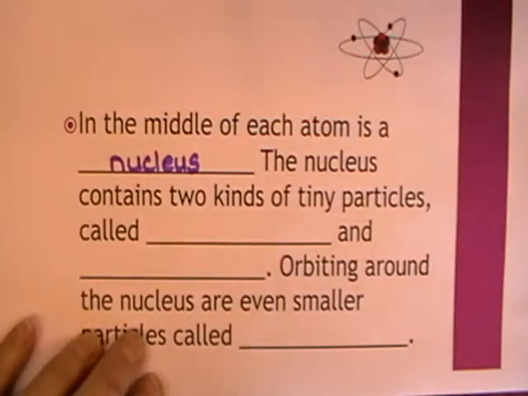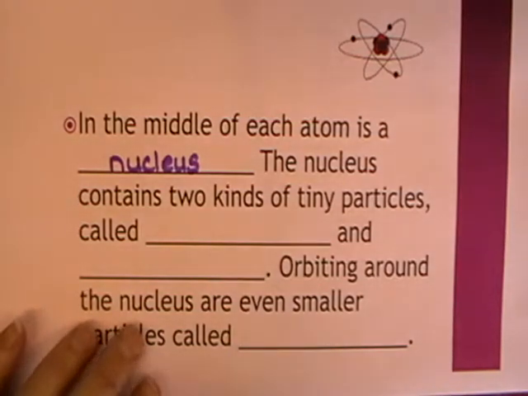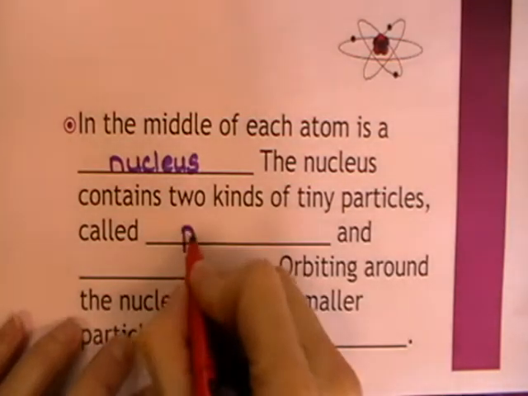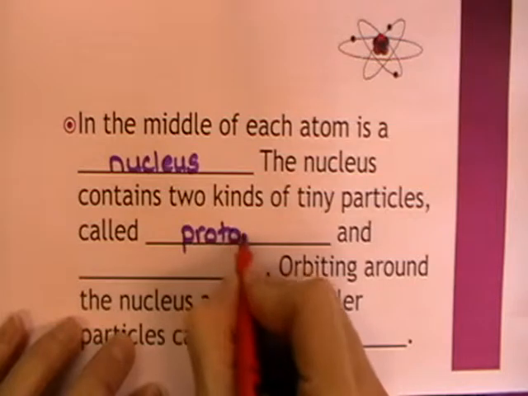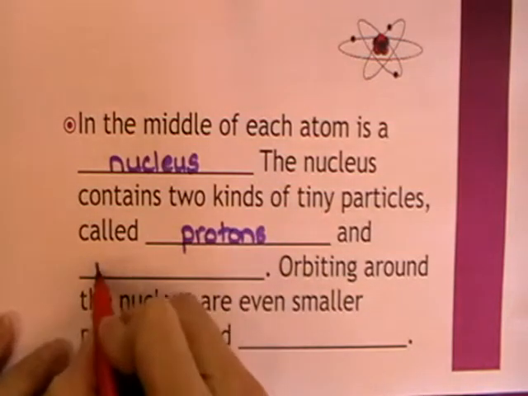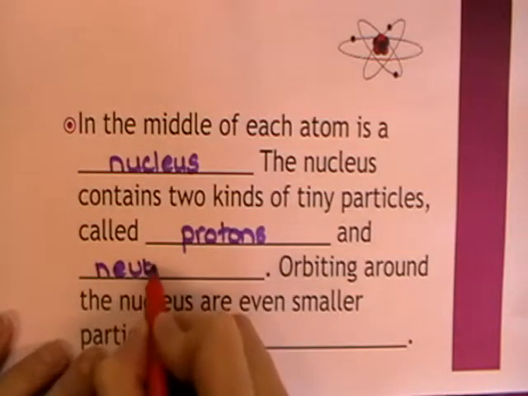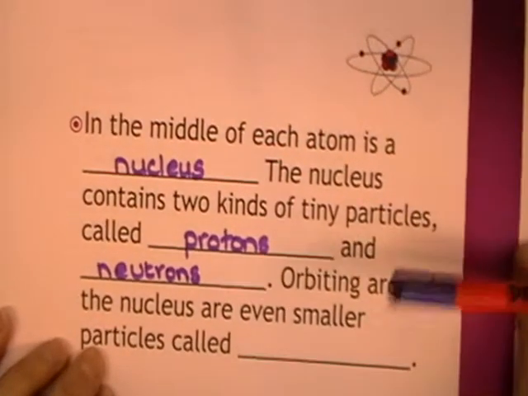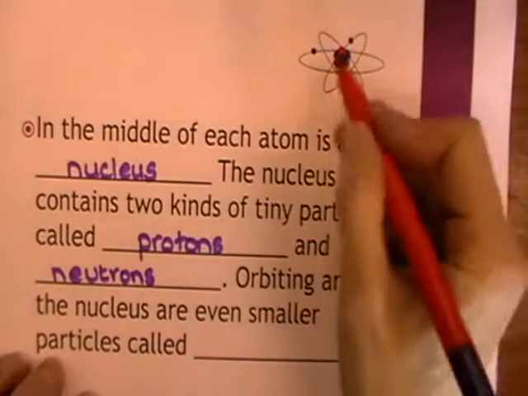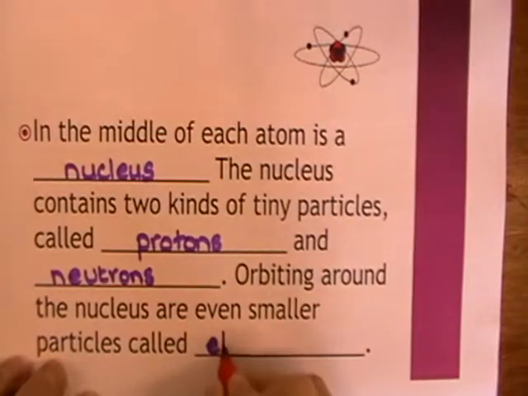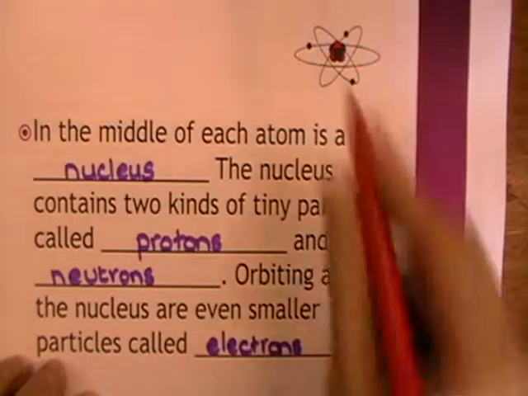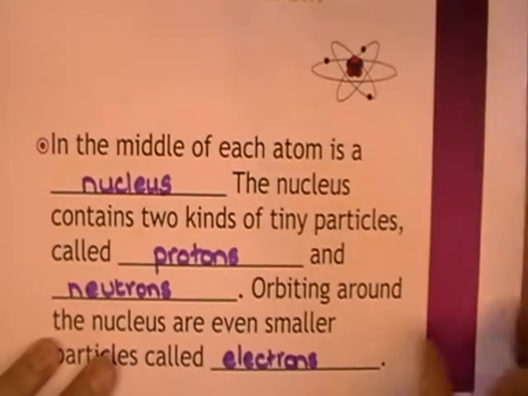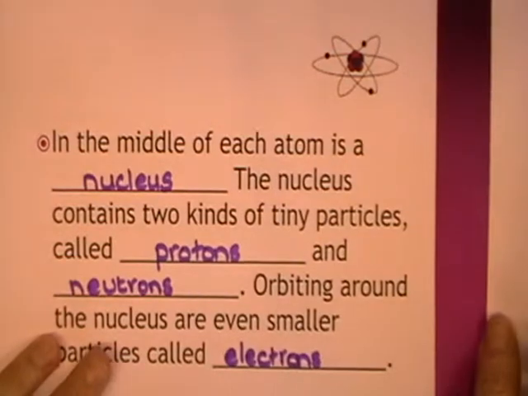The nucleus contains two kinds of tiny particles, and those two kinds of particles are called protons and neutrons. Orbiting around the nucleus are even smaller particles, and those particles are called electrons. Now, we will refer back to this wee diagram again in a minute when we're talking about electrons and protons in particular.